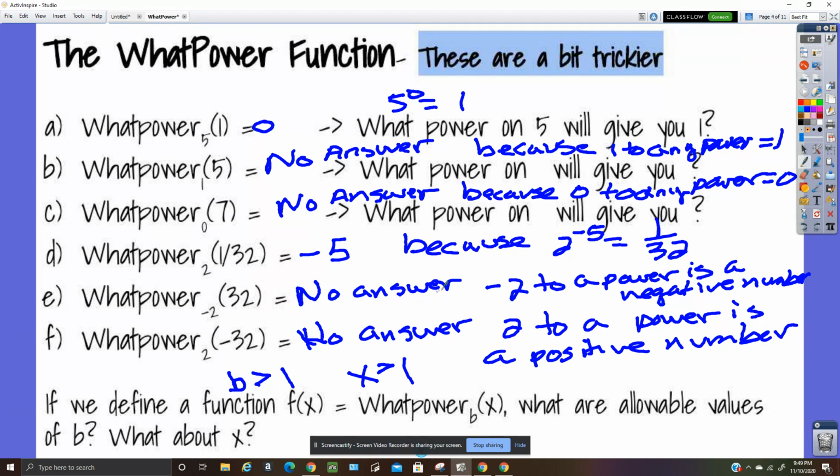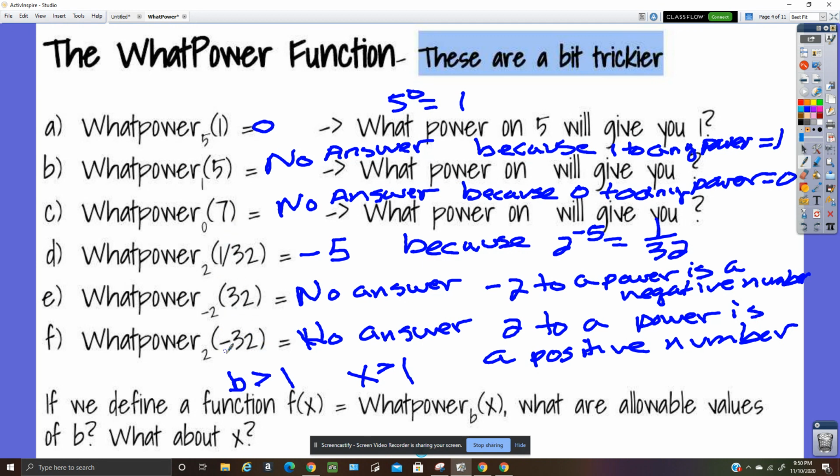And then this is no answer because negative 2 to a power is not always a positive number. You can't get a positive number here. And then 2 to what power is negative 32? 2 to any power is a positive number. So this can't be negative. So my base has to be greater than 1 in order for the what-power to work here. So b has to be greater than 1 and x also has to be greater than 1.